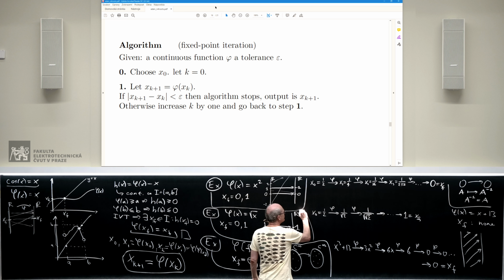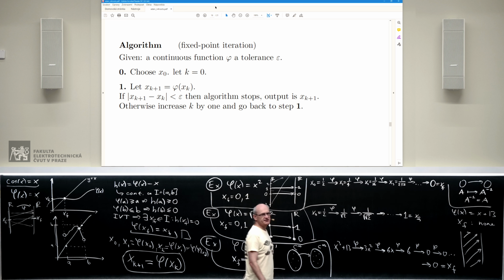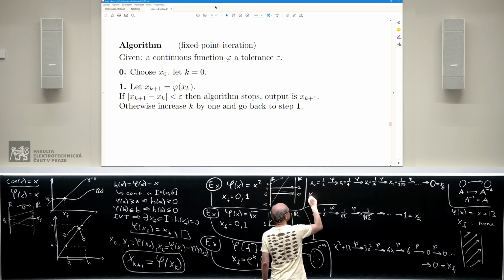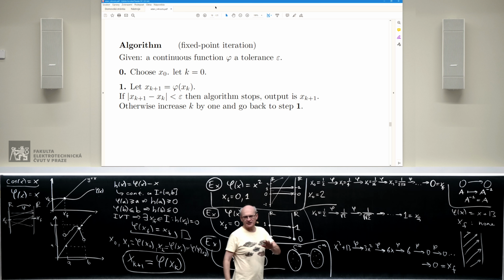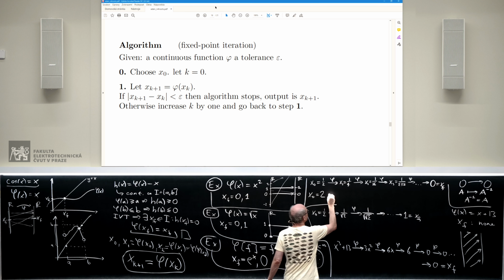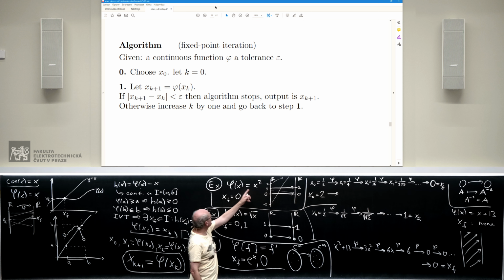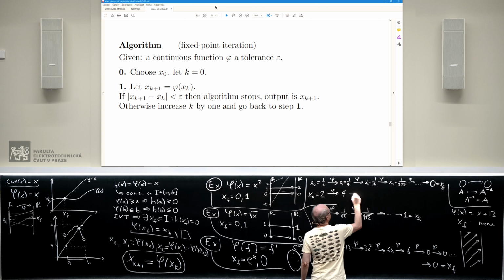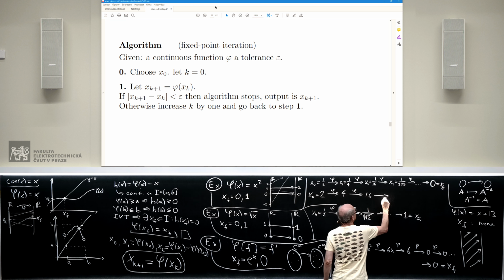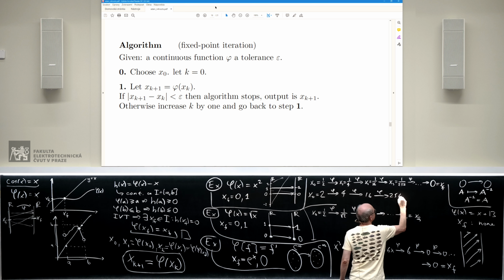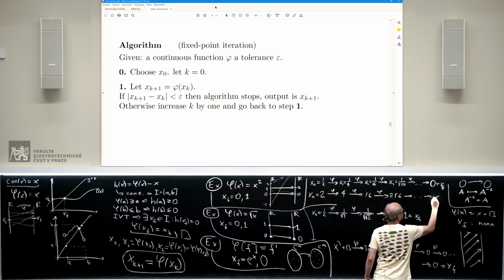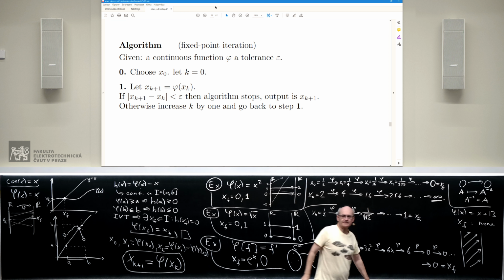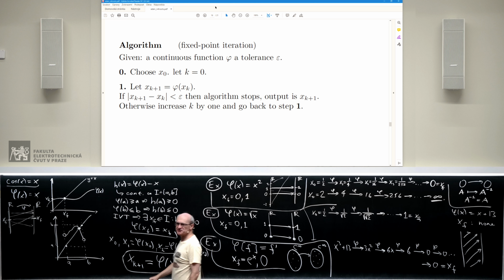Let's see. Let's go back to my x square example. What happens if I start at 2? You may have been wondering about it already. So this time we're applying x squared, and we get 4. Then we apply x squared, and we get 16. Then we apply it, we get 256, and you can easily see that we are going to infinity, which is not exactly the best fixed point.